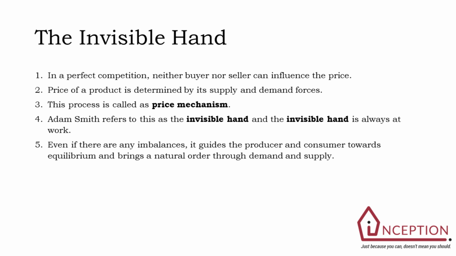What this means is that we are unaware of this happening, that is, consciously we are not aware of this happening, but this is happening throughout the day, and we have come under situations where the invisible hand has played a role and we haven't been conscious about the invisible hand playing its role in front of us. Even if there are any imbalances, it guides the producer and the consumer towards equilibrium and brings a natural order through demand and supply. Again, we'll understand this in the next slide.